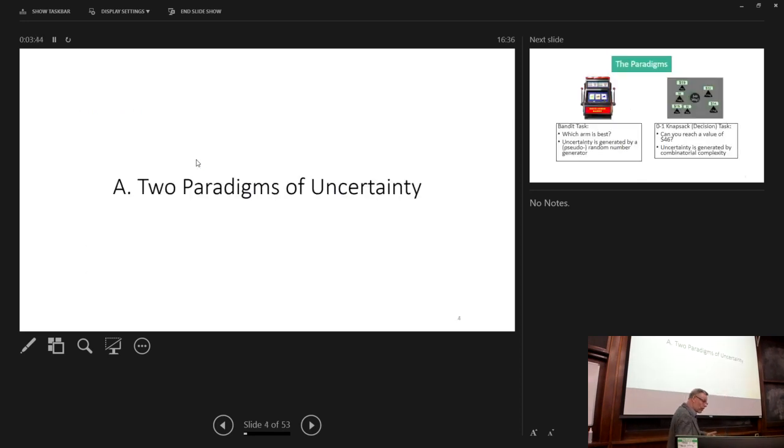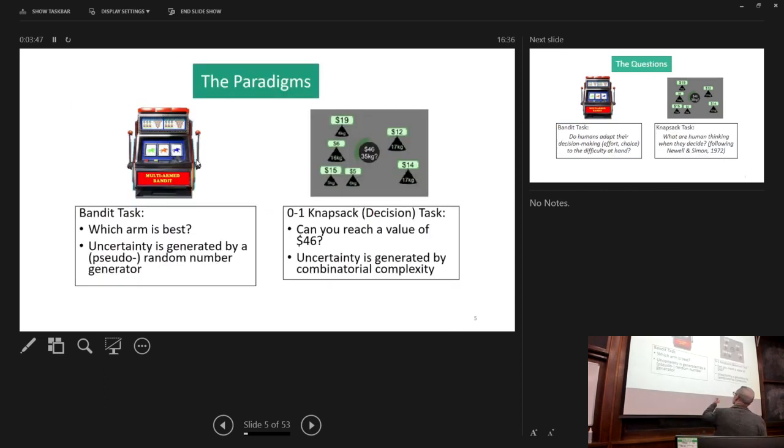So let's go back and look at two paradigms of uncertainty. On the left-hand side is a multi-arm bandit problem, a two-arm bandit problem that you're probably familiar with. In the bandit task, there are two arms, and they give you stochastic rewards. They're generated by some mechanistic device, maybe a pseudo-random number generator, but you don't know which one gives you the highest rewards. So then you have to start exploring, and the question is which arm is the best. And the uncertainty here is generated by a random number generator. A lot of what you see in terms of experimental paradigms in economics, in psychology, in neuroscience, is using that type of setup. Probabilistic uncertainty, I call this.